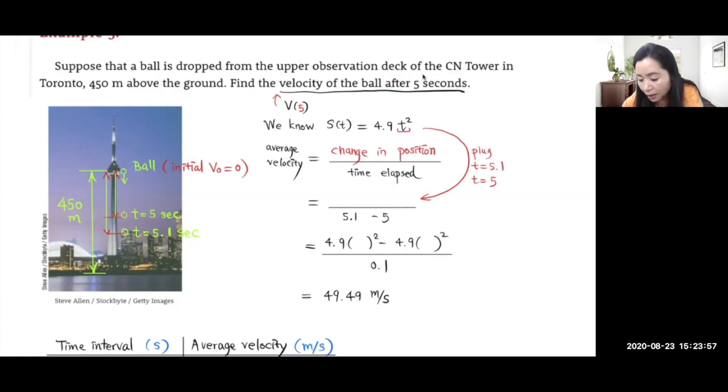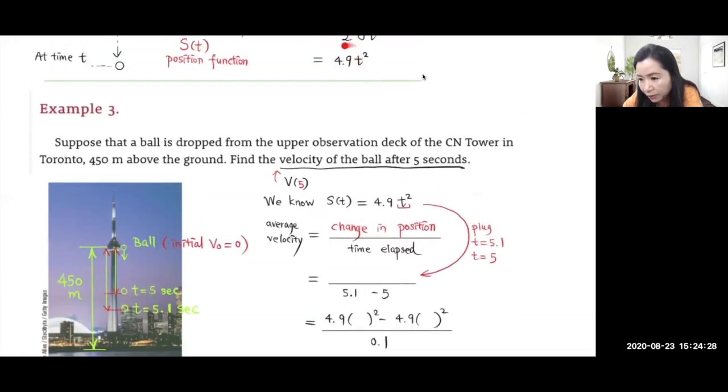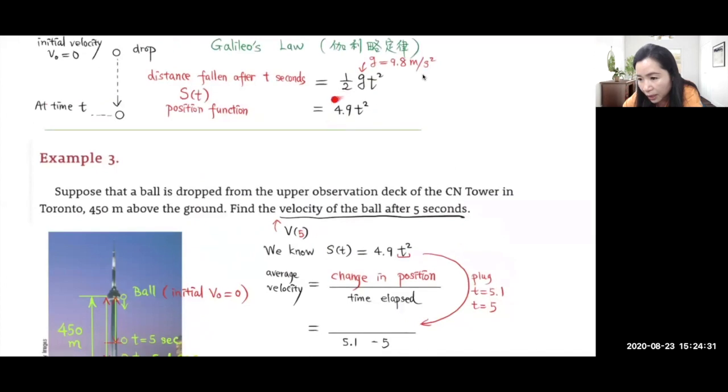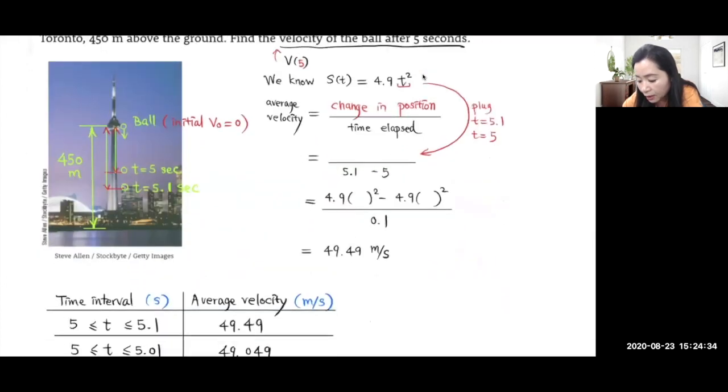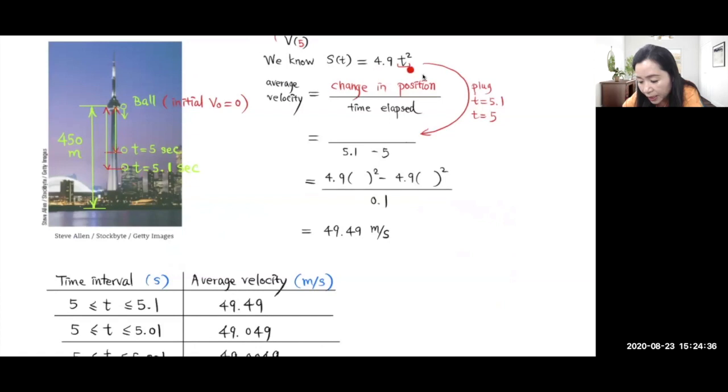Now, how do we do this? First, the instantaneous velocity of the ball after 5 seconds, we're going to denote by v5. First, we know that because the ball is dropped at rest, the initial velocity is 0. So the position of the ball is given to be 4.9 t squared, which we already went over. So according to Galileo's law, that's 4.9 t squared.